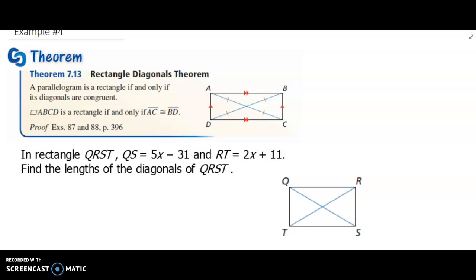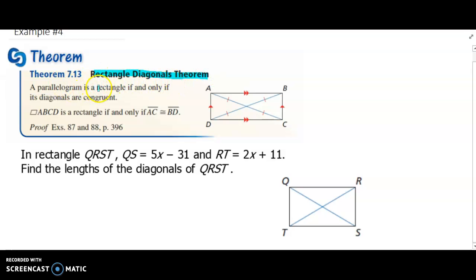Alright guys, this is the second video for 7.4 and this one won't be as long as the first one. So now we're going to talk about rectangles and the properties of rectangles. Okay, so we have this rectangle diagonals theorem.